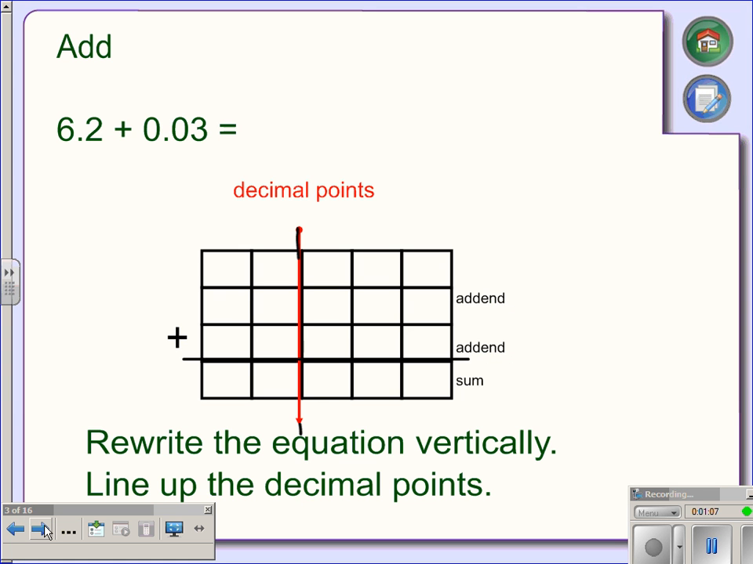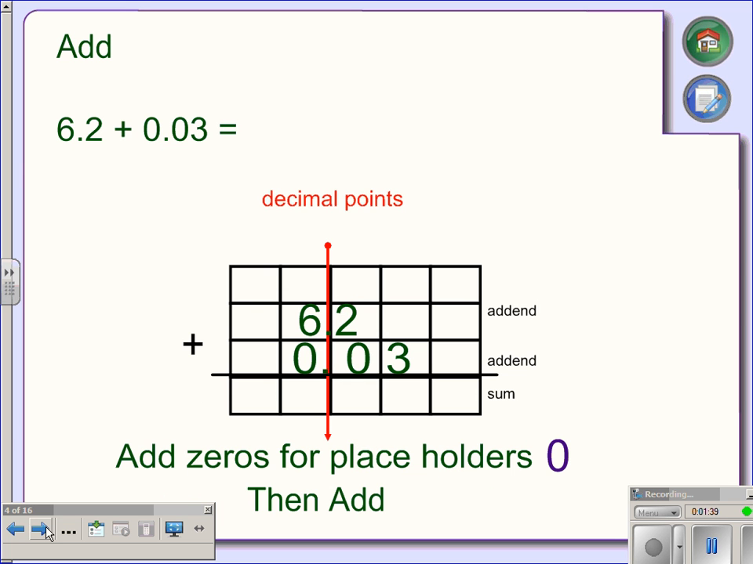Let's go through this problem. So if we have the problem 6.2 plus 0.03, or 6 2/10 plus 3/100, the first thing we're going to do is write the equation vertically. The first thing you have to notice is where your decimal places are. You want to make sure they are lined up over each other. In this case, I'm going to do my 6.2, put my decimal there, and my 0.03 like that. You can see that my decimals are right over the top of each other, and I have numbers in almost all of my other place value columns.